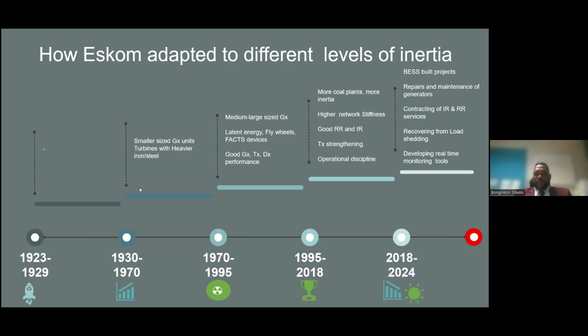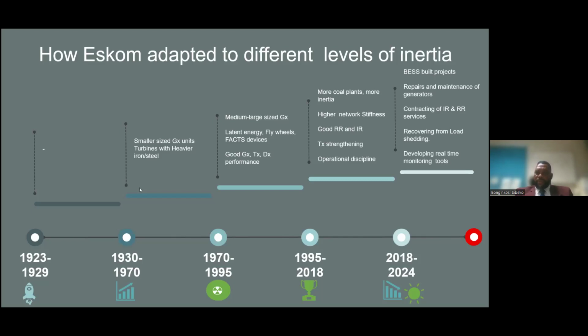1995 to 2018, more coal plants and larger ones, up to 720 MW now for coal plants. Then we have higher stiffness in the network, so we built more transmission lines, even as high as 765 kV lines. We have good regulating reserves and IR, instantaneous reserves. Then the transmission strengthening was good. We plan on N-2 planning. That means if we lose 2 lines or any 2 generators, the system must be intact. Then obviously general operational discipline.